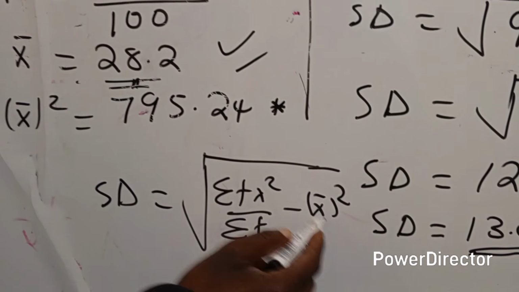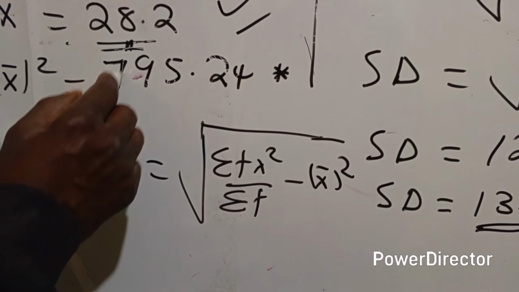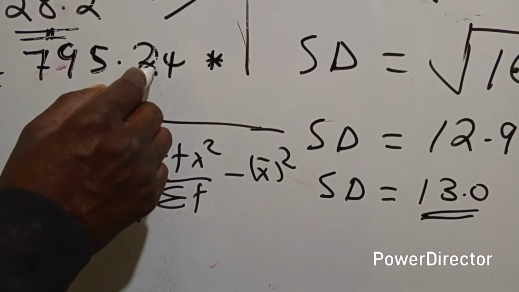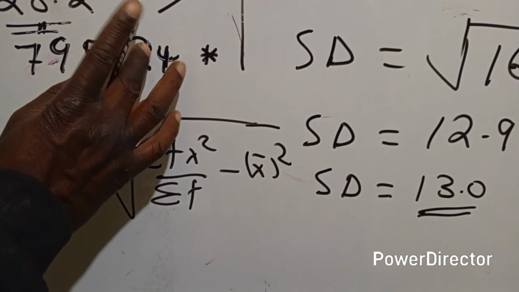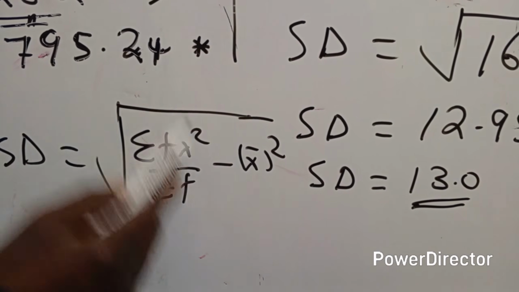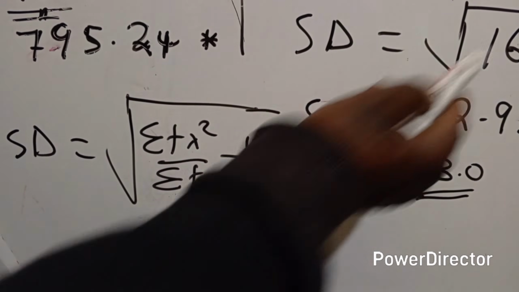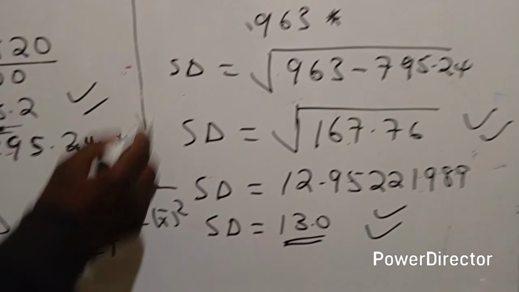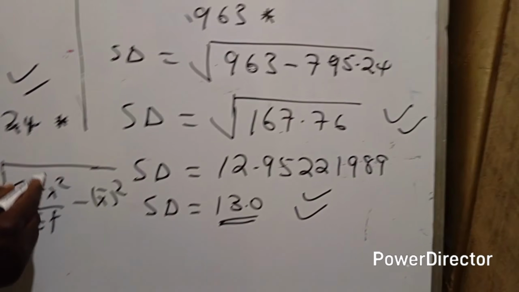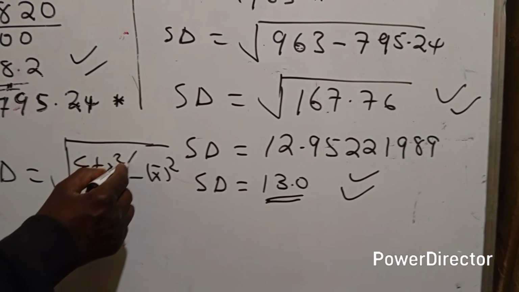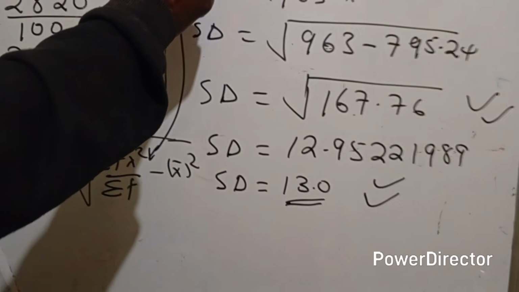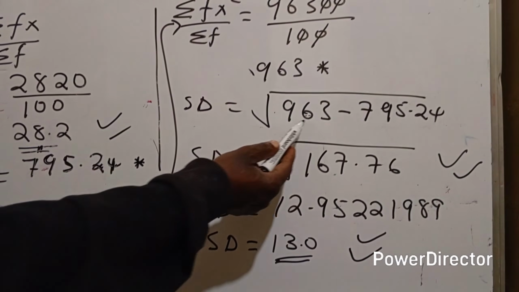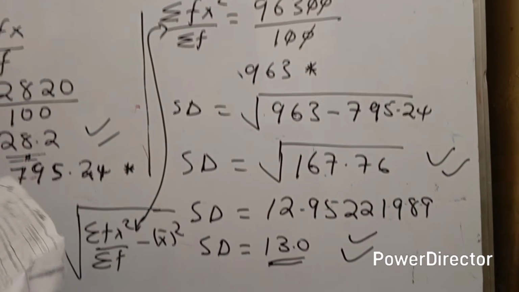You can see this one squared, it is this one, which was 795.24, sorry, meaning 795.24. That's why I had to put the asterisk. It means it is this one. This is the one which appears here, and then this one, it is there. This is in the formula. This one in the formula here, you agree with me that it is this one. So by so doing, you do the subtraction, and from there you end up having the answer.